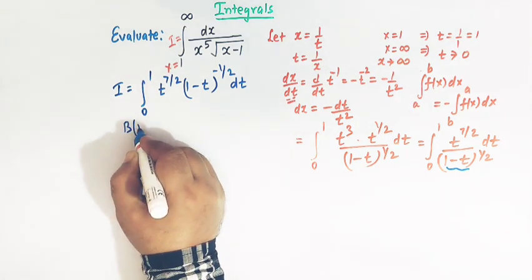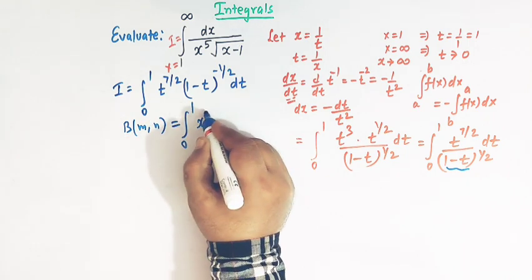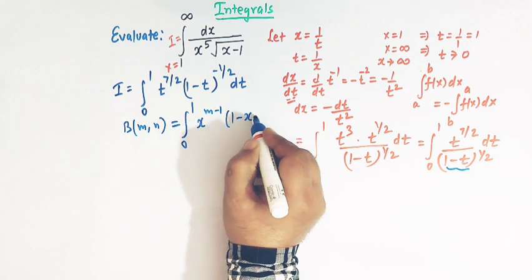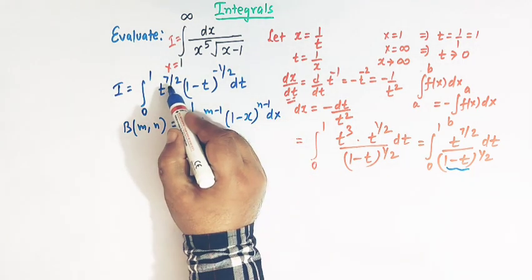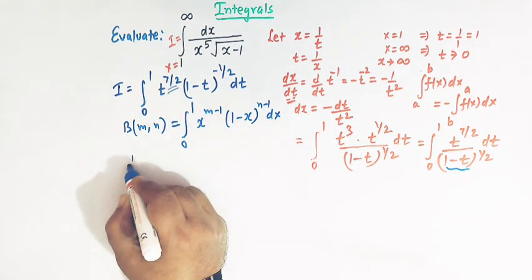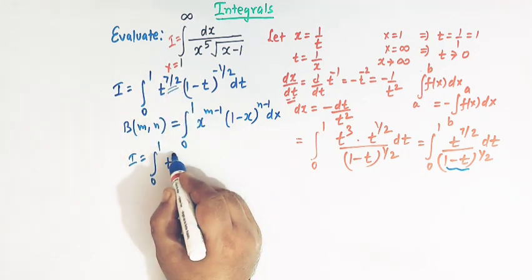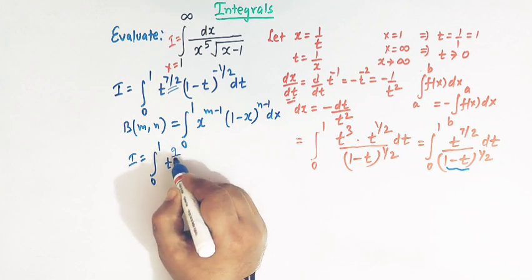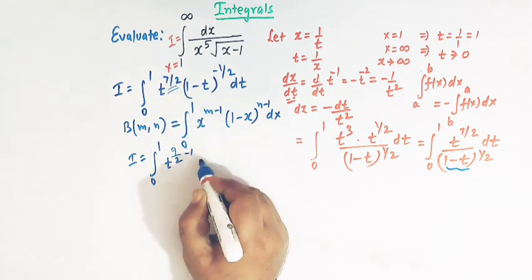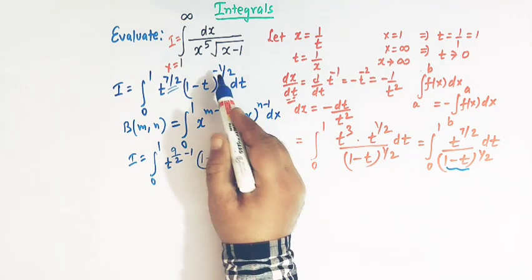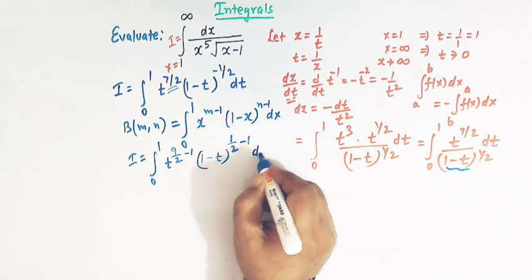So the beta function is defined as beta(m, n), and we have 0 to 1 x raised to m minus 1, and here we have (1 minus x) raised to n minus 1 dx, right? So now see, here we have 7 over 2. So we can write this integral as 0 to 1 t raised to 7 by 2. 7 by 2 can be written as 9 over 2 minus 1, right? And here we have (1 minus t) raised to minus half, which can be written as half minus 1, right? And here we have dt.